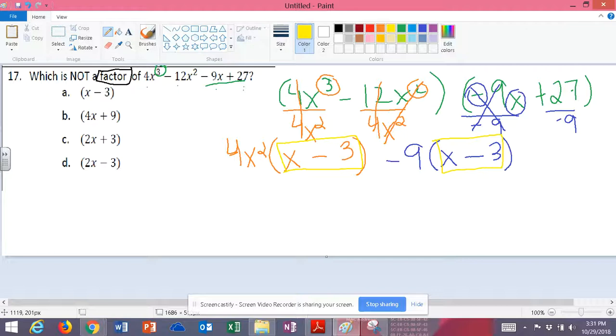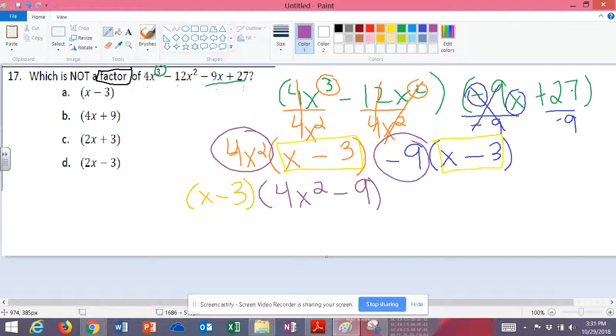So I'm going to have x minus 3 as my new GCF, and then these leftover pieces are going to go inside the next set of parentheses. So 4x squared minus 9.